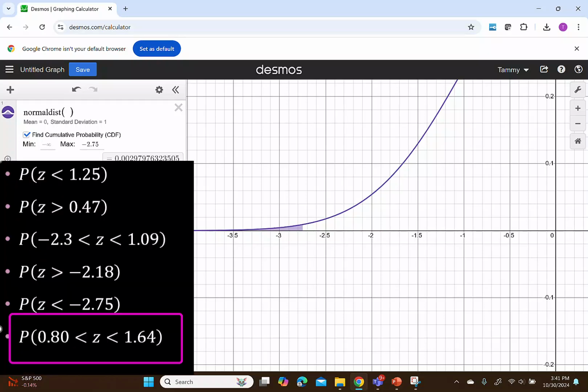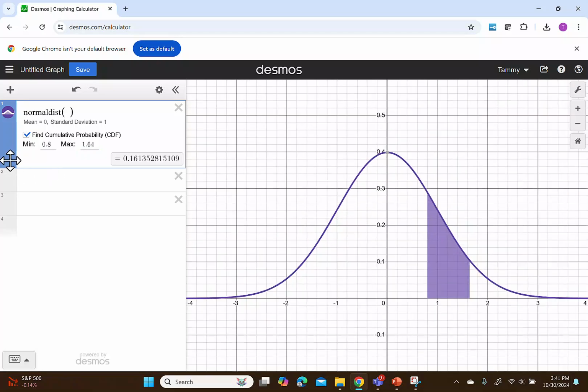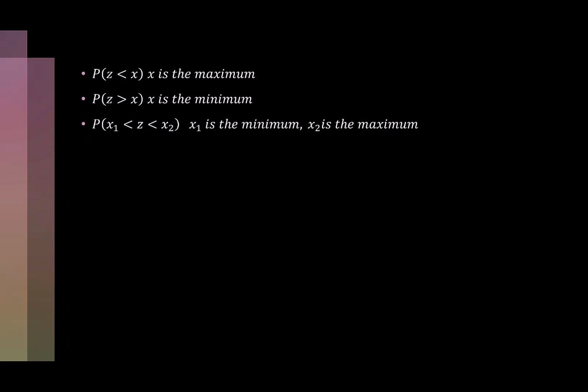Our last one says, let's find the probability that z is between 0.8 and 1.64. So I have a minimum, 0.8. I have a maximum, 1.64. Let's zoom fit so I can see the shaded area. I see my low to my high. This says this is 0.1614.